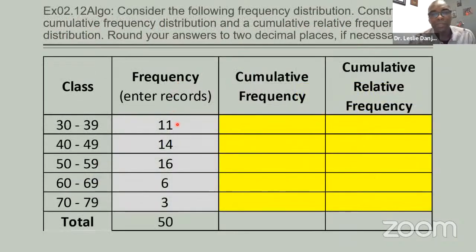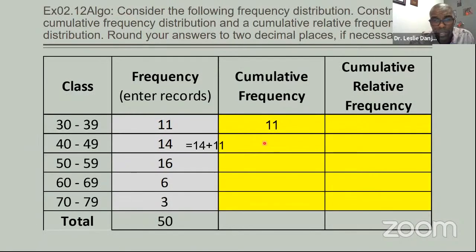How do you do cumulative frequency? You have your frequencies and your classes. For the cumulative frequency, you're looking at the frequency. Is there any number above it? No, so you put that number in there. It will look something like this, 11. Is there any number above 14? Yes, 11 plus 14 will give you 25. Accumulating your frequencies. So how do you do this in Excel?